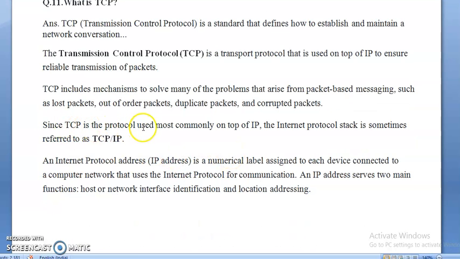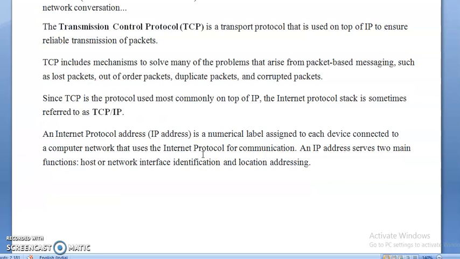Since TCP is the protocol used most commonly on top of Internet Protocol, the Internet Protocol stack is sometimes referred to as TCP/IP. So these terms are usually referred to together, TCP over IP, because IP, Internet Protocol, is the main protocol over which TCP works. An Internet Protocol address, or IP address, is a numerical label assigned to each device connected to a computer network that uses the Internet Protocol for communication. An IP address serves two main functions: host or network interface identification and location addressing.